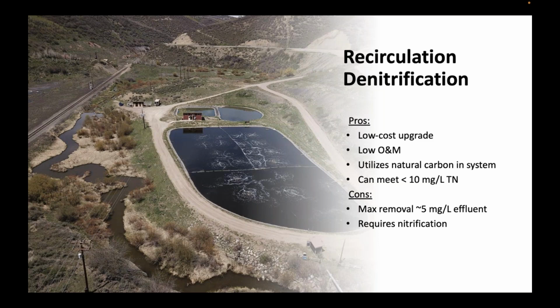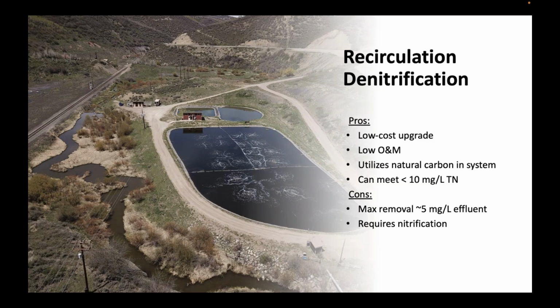We're certainly going to see, but right now I wouldn't sell a system that would achieve any less than 10 milligrams per liter TN at this point in time. Maybe the max theoretical removal is 5, but if you have that kind of limit, chances are you don't want to just recirculate. And then also the downside, like I said, you really do have to nitrify first.